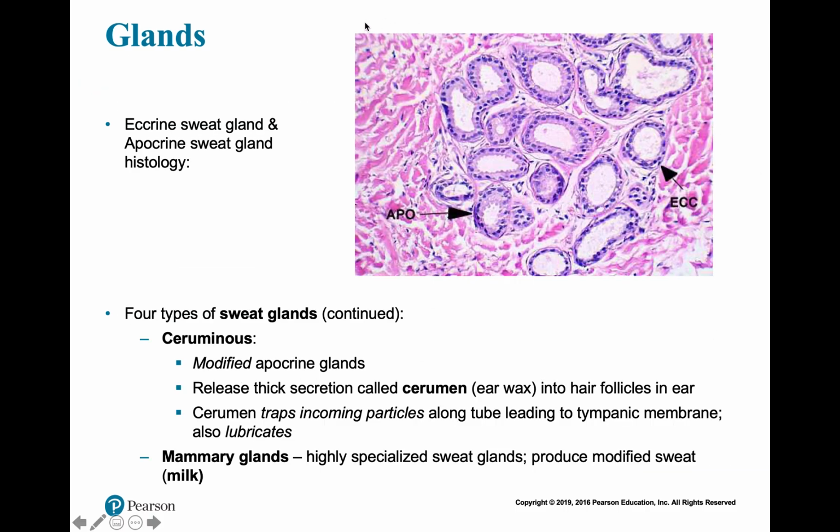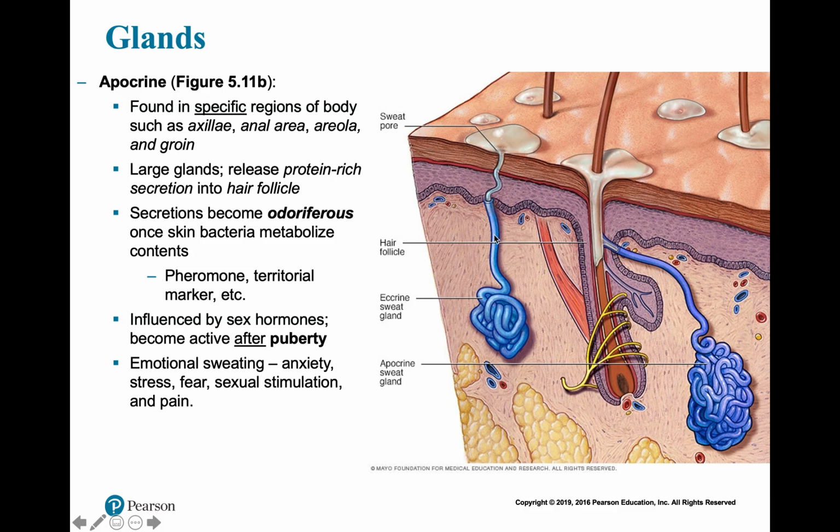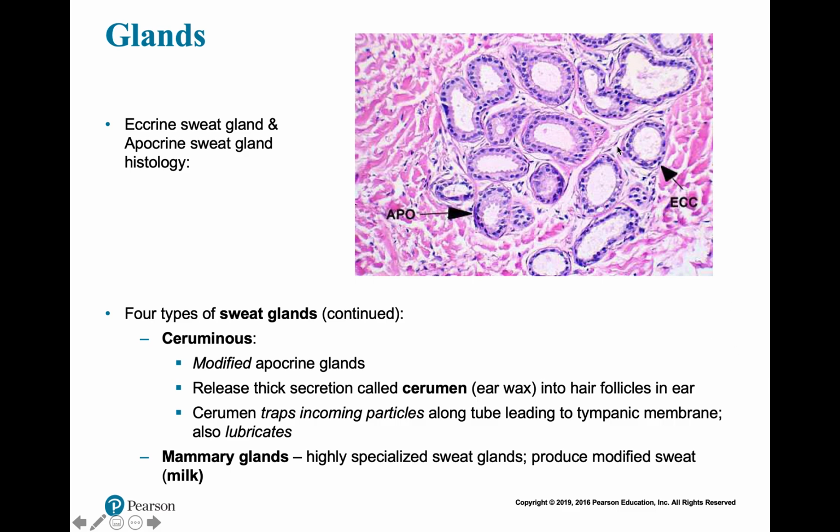This is a histology image of both apocrine sweat glands and eccrine sweat glands. So apocrine and eccrine. Again, they look very similar on a histology slide, and that's because they're both simple tubular coiled glands made up of simple cuboidal epithelium.